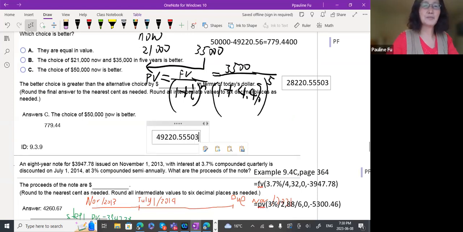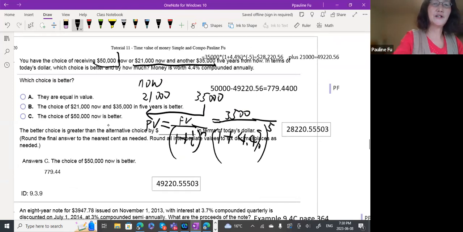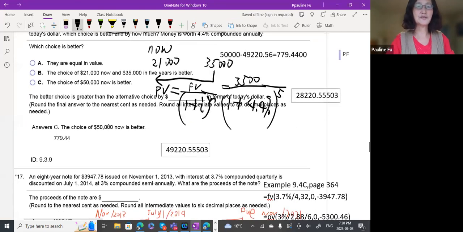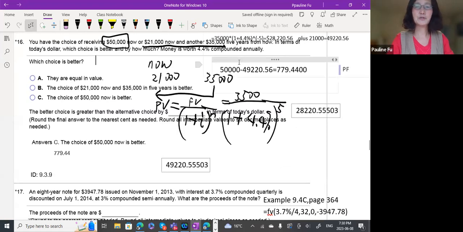So compare this number with the first choice. The first choice is 50,000. So which one would you choose? Of course, the first choice, 50,000. Because the other 2 payments is the equivalent of $49,220 today.